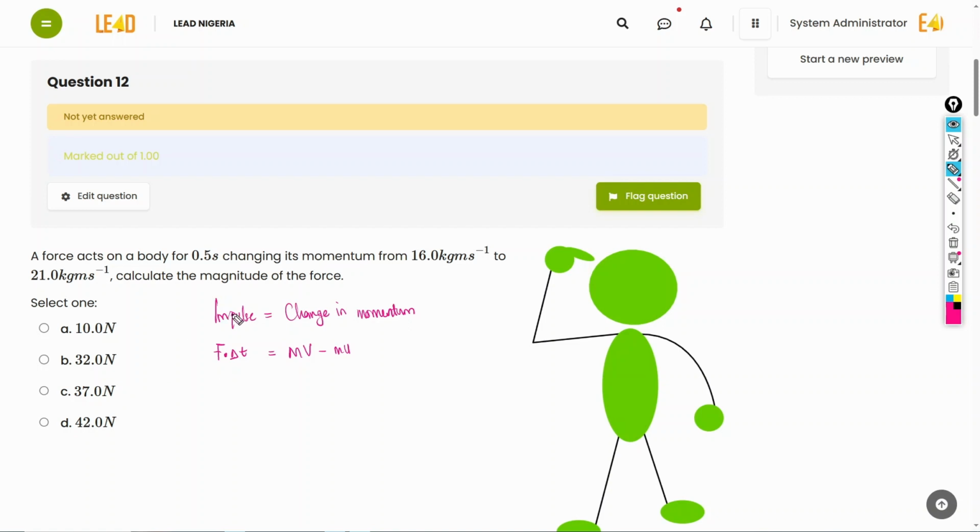All right, so we can substitute in. We're looking for F, so F times the duration of the time, which is 0.5, is equal to mv minus mu. So mv is the final momentum. If you notice, they gave this to us as mass times velocity together. That's 21. So the final is 21 minus the initial. Again, they gave us the initial mass times velocity together. Look at the units. So that's 16. So 0.5 F is equal to 5. So F is equal to 10 newtons. That's option A.